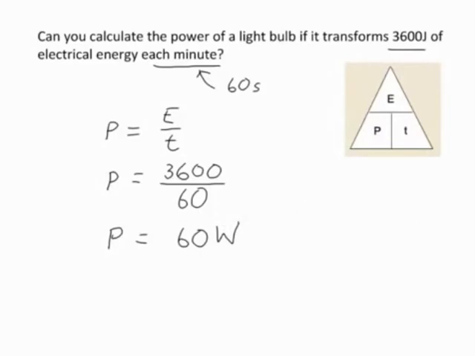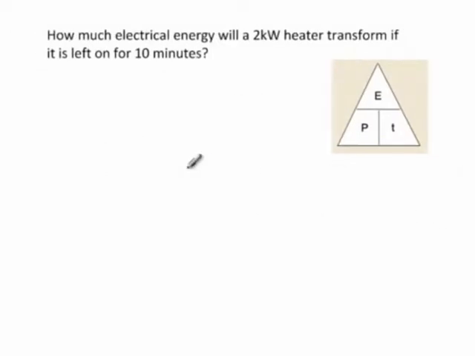Okay, let's try another question. How much electrical energy will a 2 kilowatt heater transform if it's left on for 10 minutes? This time the question is asking me to work out energy. So I need E equals something. So if I go to my triangle, cover up the E, it's P times T, so that's got to be power times time.